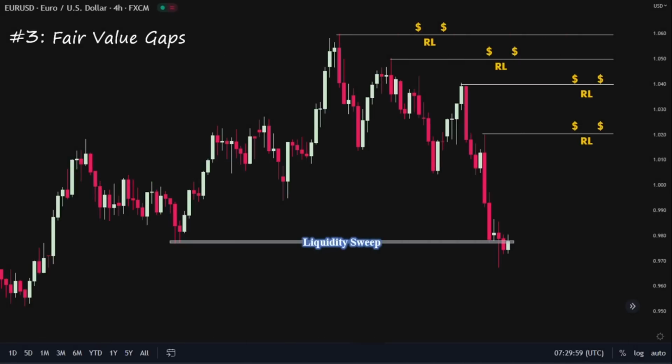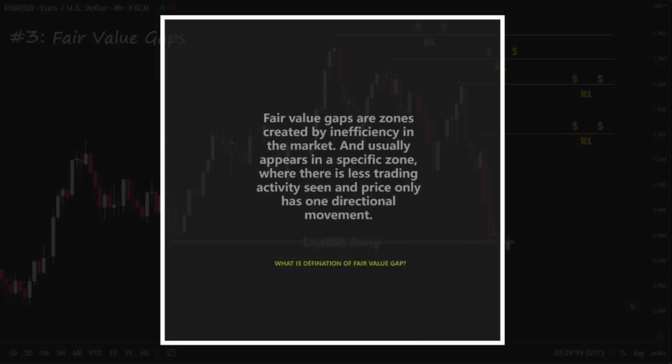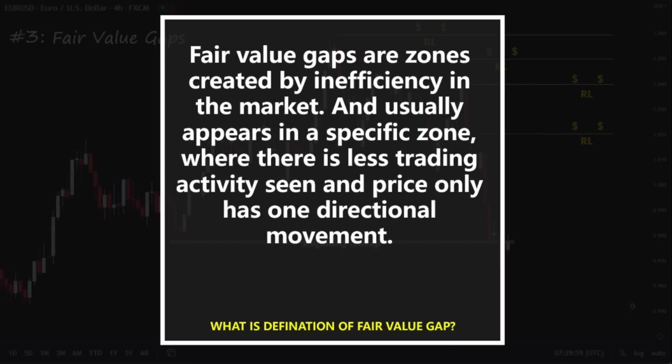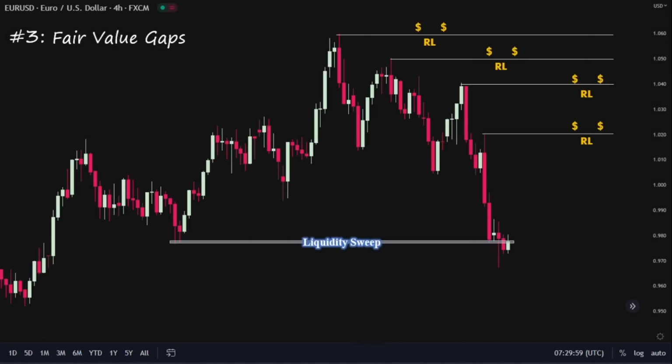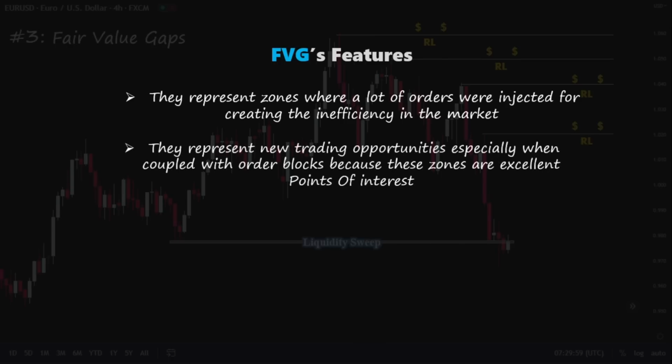So let's move on to the fair value gap. What is the meaning of a fair value gap and how can we identify it? Fair value gaps are zones created by inefficiency in the market, and usually appear in a specific zone where less trading activity is seen and price has only one directional movement. Fair value gaps are a very useful concept in price action trading, and they represent zones where a lot of orders were injected, creating inefficiency in the market. FVGs represent new trading opportunities, especially when coupled with order blocks.